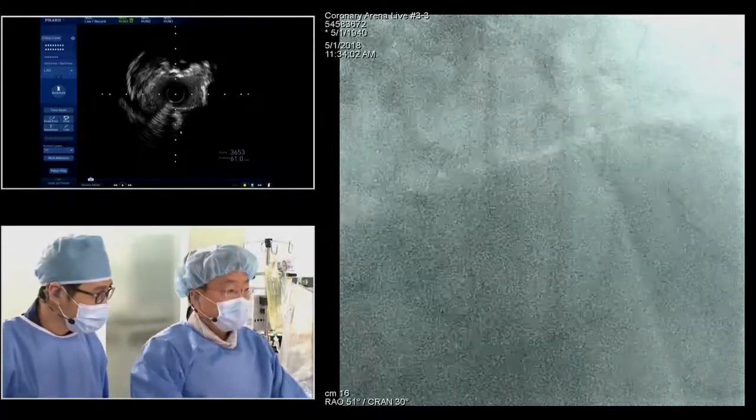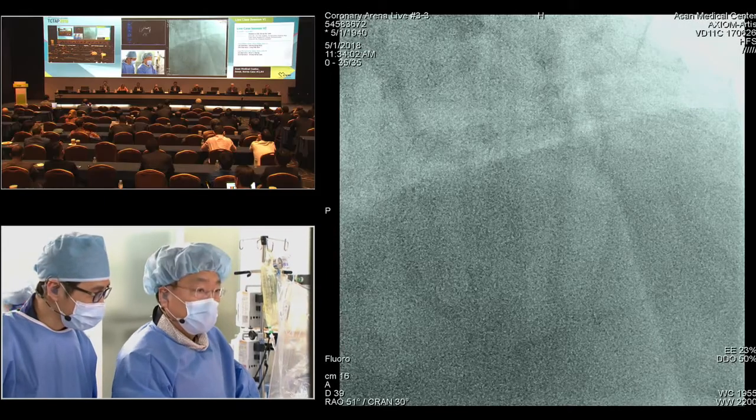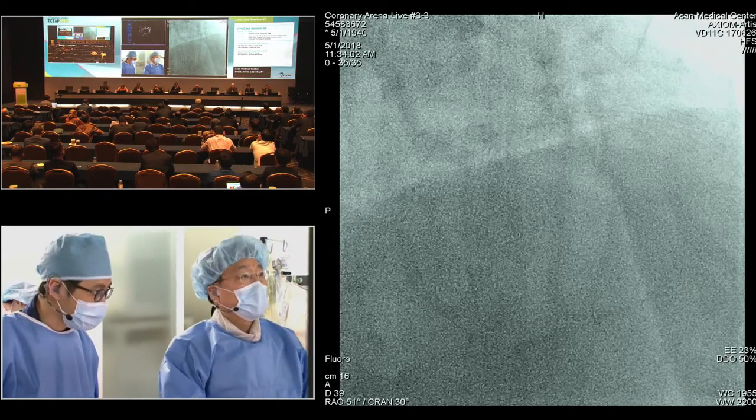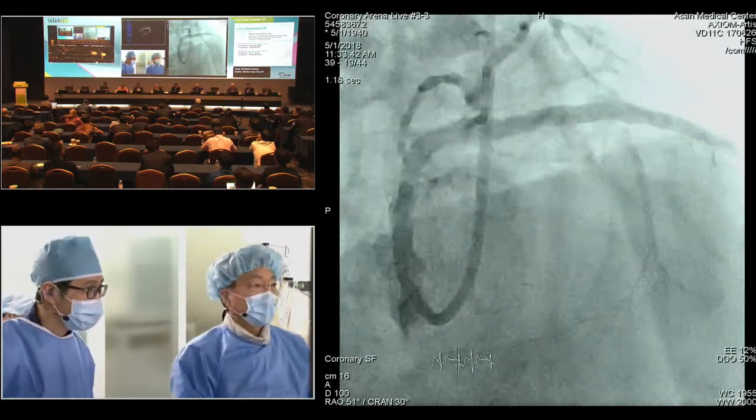SJ, it looks like that large diagonal is compromised. Are you going to try to salvage that? Would you show us that? Angio, please show us. Angio.